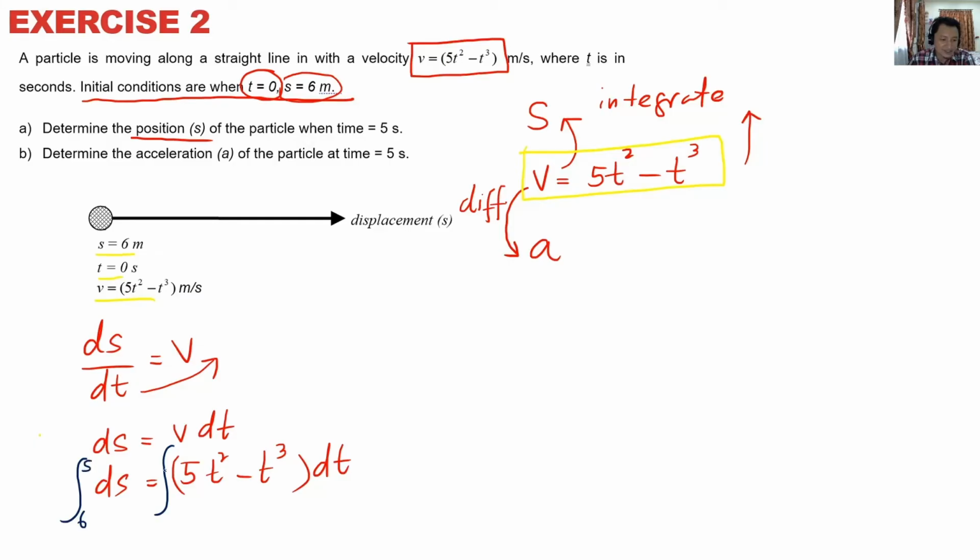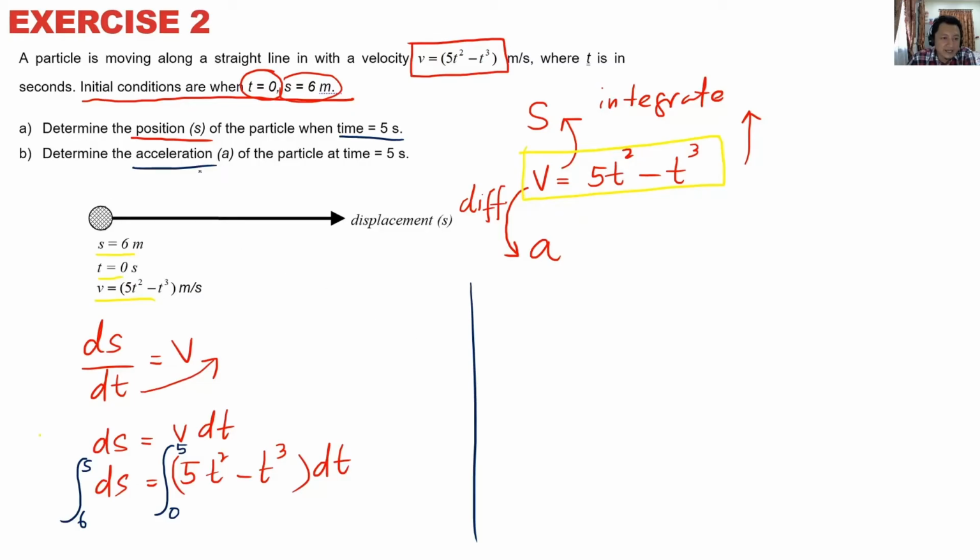This one you have to put s. And this one is from the original time, from 0, until 5 seconds. So the limit will be 5 seconds. So this is what you do when you are trying to solve for displacement. So next, you can solve this one.